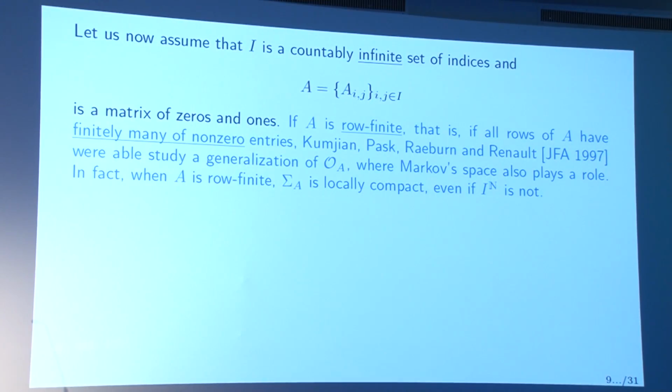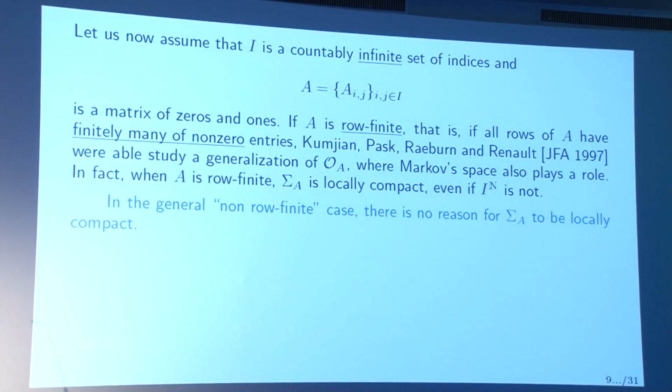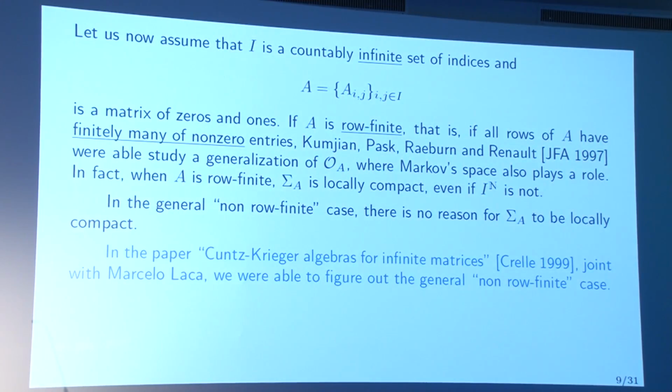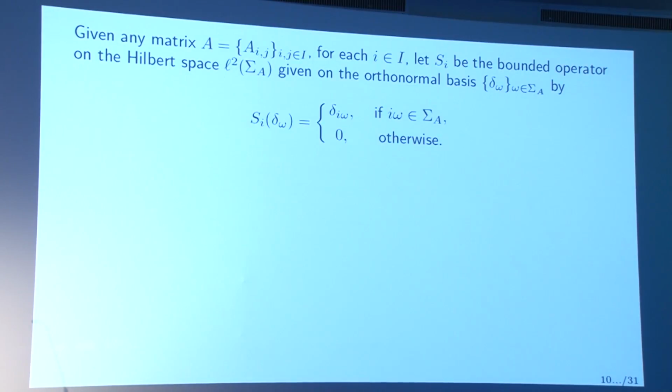and the theory works very well. Now, in the general non-row finite case, there is no reason for sigma A to be locally compact. And so we, working with Marcelo Laca some time ago, were able to figure out a way to deal with these algebras for general non-row finite matrices. This is what I'd like to try to explain to you briefly. This is not the way these algebras were first introduced, but I'm going to do a detour and give you a different presentation of this algebra.